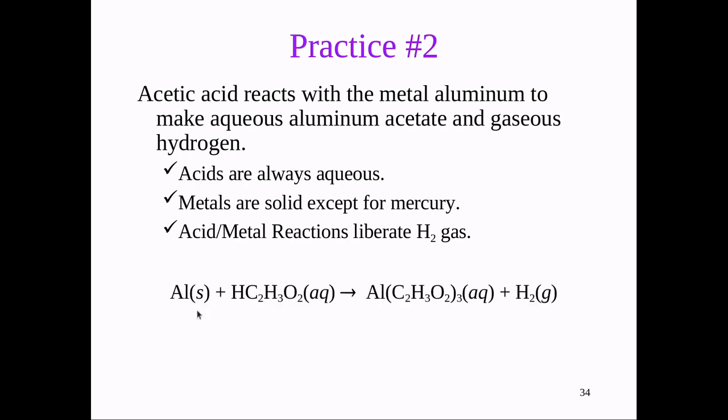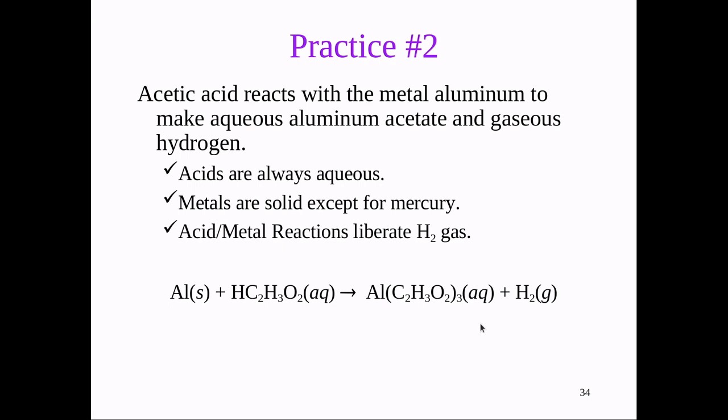Putting all those facts together, we come up with this formula here. Aluminum solid plus acetic acid. I could have just looked that formula up. It's going to yield aluminum acetate plus gaseous hydrogen. I'll mention that this acetate here is one of our polyatomics. So we knew what the charge on that was going to be. We knew it was going to be a -1. And we know that aluminum has a +3 charge. So that's where I'm getting this formula from.